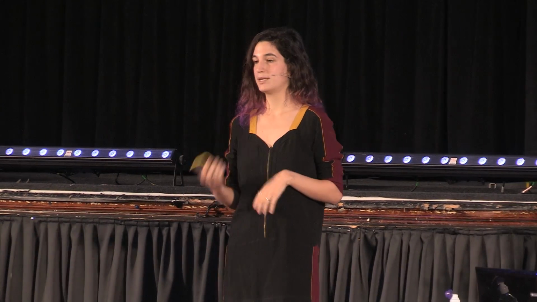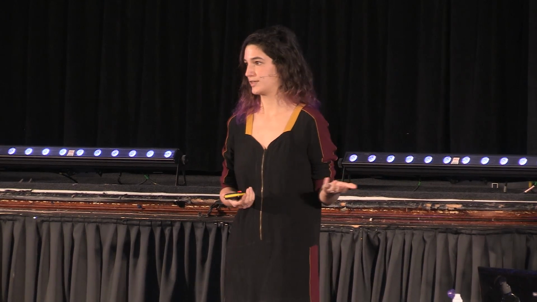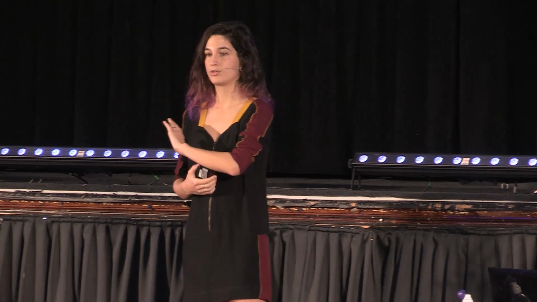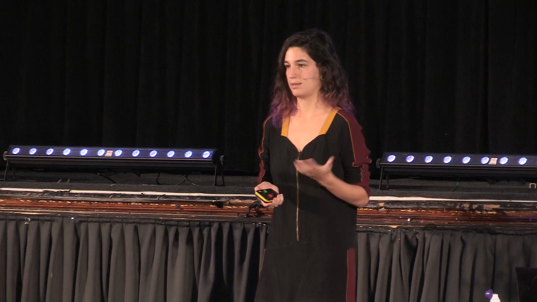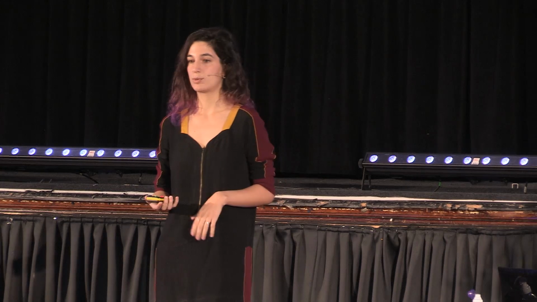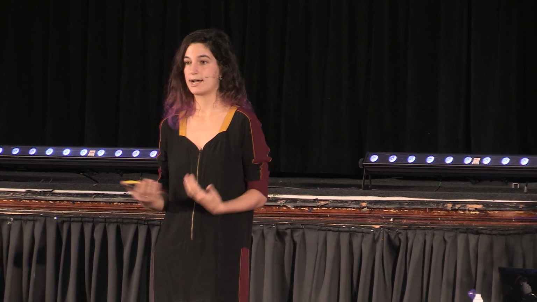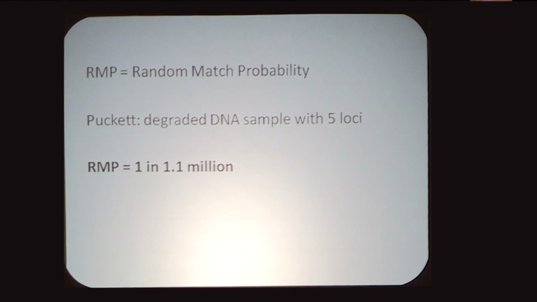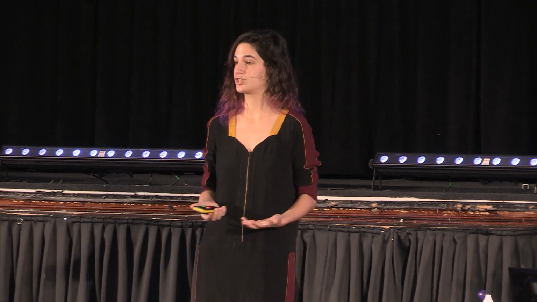But there's a big problem that happens in old samples, for example, which is that you won't have all the 13 pairs of peaks that you want to have to get a complete profile. So in Puckett's case, there were only five of them, 5 and maybe half of one, out of the 13. So that means that the random match probability, so the probability that a random person would match his profile, was actually pretty high. It was 1 in 1.1 million, which sounds like a tiny number, but obviously if you think about how many people there are in the world, that means that a lot of people would actually match his sample.